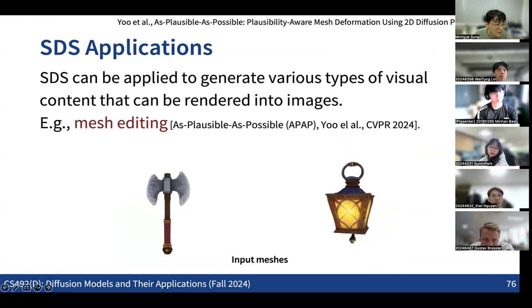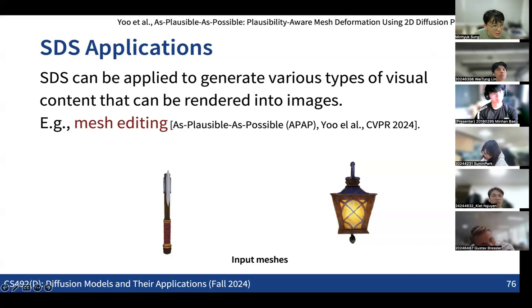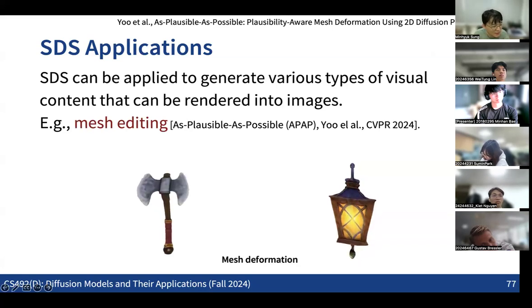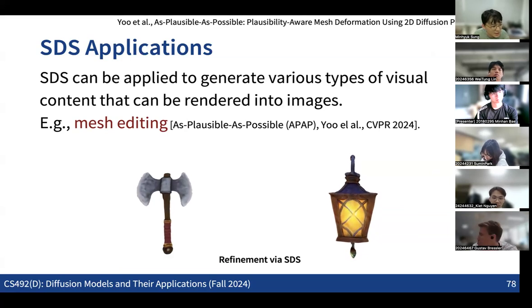This is also an example of 3D mesh editing. For cases where we have 3D meshes like this, we can do user-interactive editing, like pulling some parts of the 3D objects, which will break these 3D shapes. Then we can define this kind of deformation using SDS with a pre-trained image diffusion model, so that the rendering also becomes more realistic.